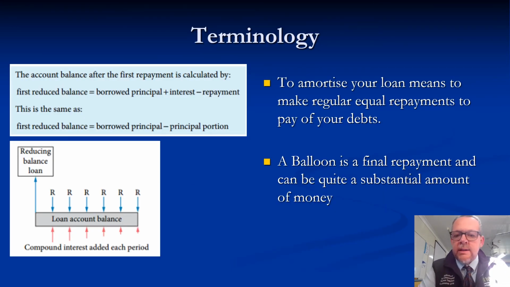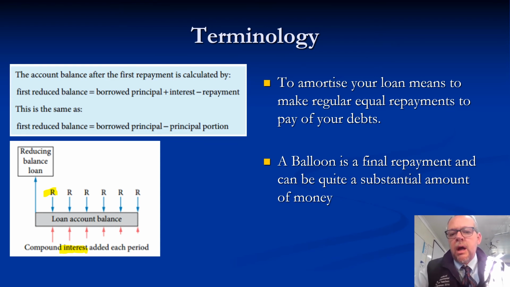If I look at a reducing balance home loan, the account balance after the first repayment is calculated by the first reduced balance. It equals the borrowed principal plus the interest minus the repayment. That's the same as saying the first reduced balance equals the borrowed principal minus the principal portion. A reducing balance home loan is calculated after the bank adds interest on the outstanding principal, so it's the principal plus the interest minus the repayment to get the actual outstanding balance at the end of the compound period.